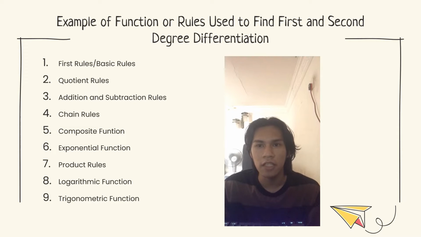There are 9 examples of functions or rules used to find first and second degree differentiation. First is the first rule or basic rule. Second, quotient rule. Third, addition and subtraction rule. Fourth, chain rule. 5, composite function. 6, exponential function. 7, product rule. 8, logarithmic function. 9, trigonometric function.